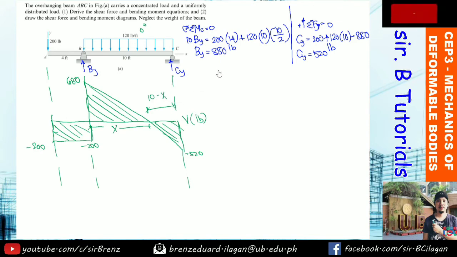So by ratio and proportion, that is what it's called. So let's try. 680 over x is equals to 520, just take the absolute value, over 10 minus x. So we will have a value of x which is equals to: 680 divided by x is equals to 520 divided by 10 minus x. Shift solve.